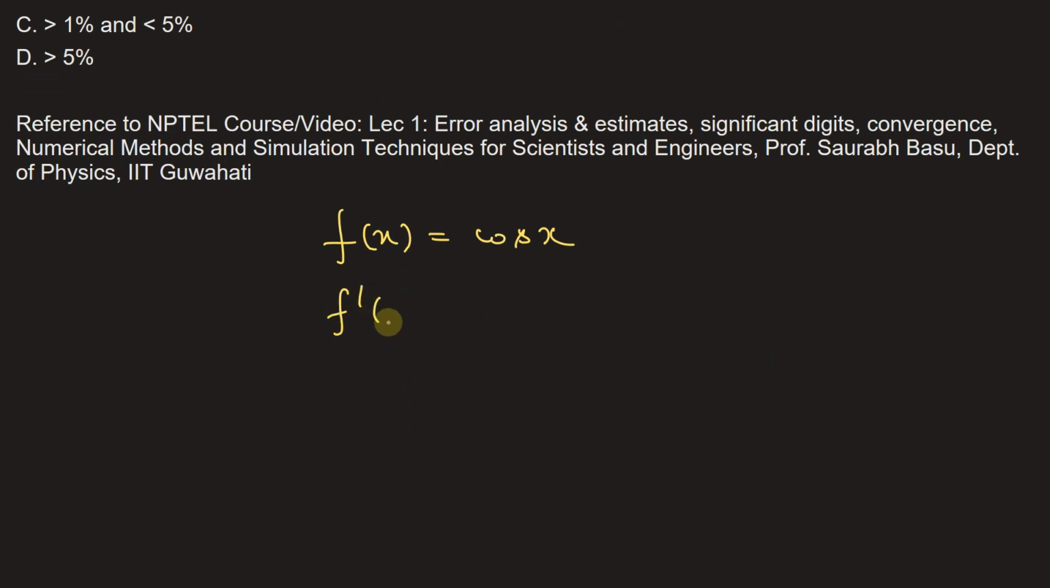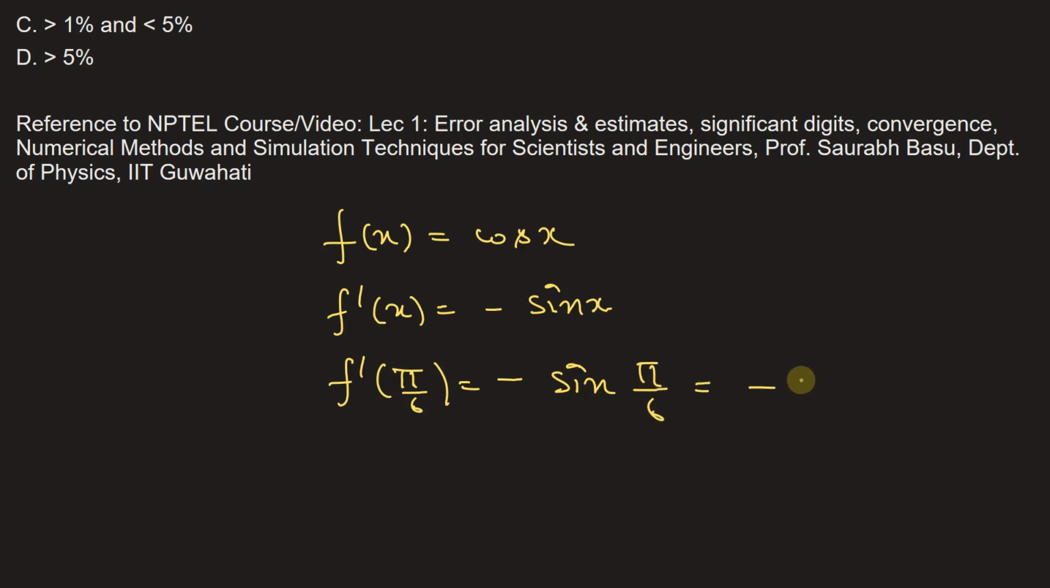So f dash of x is negative sin x. Now f dash of pi by 6, that is equal to negative of sin pi by 6. This is negative 1 by 2 or 0.5. So f dash of pi by 6 is equal to minus 0.5, the exact value of the derivative of this function cos x. So let me write here exact value.